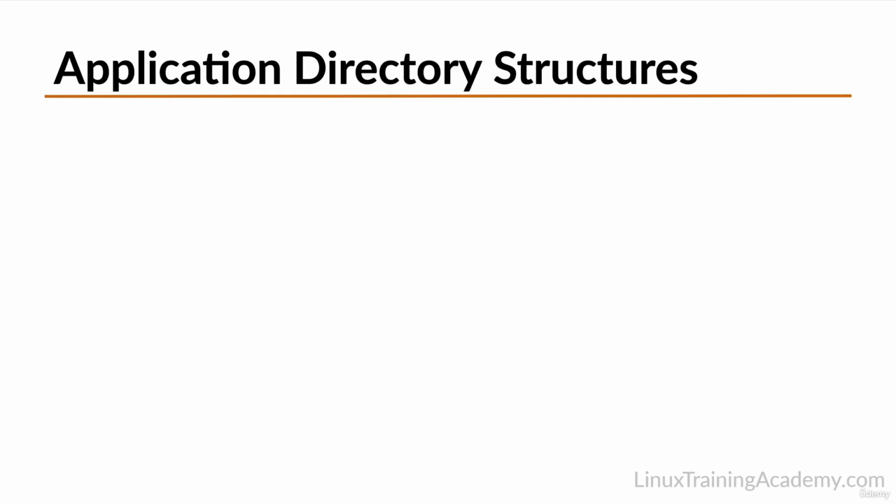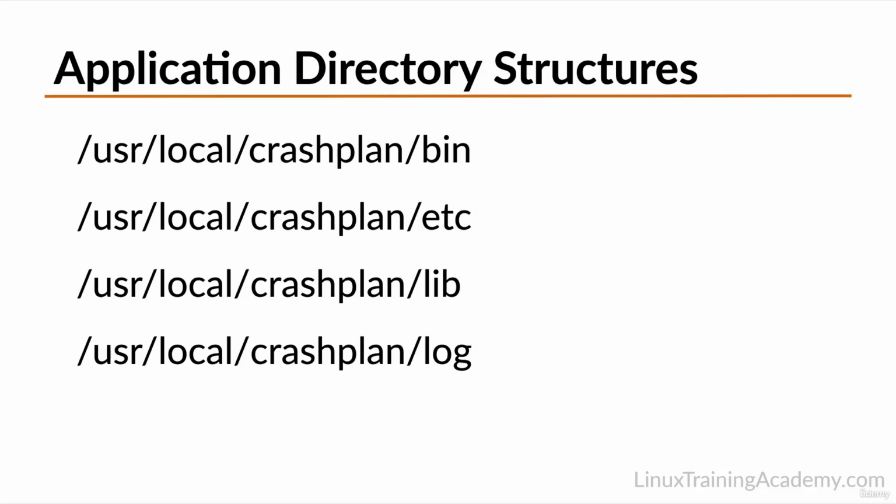Let's switch gears a little bit and start talking about application directory structures. You'll find that some applications that are not bundled with a Linux operating system or distribution are installed in /usr/local, and often they're installed in /usr/local/program-name, and from there they'll have their own subdirectory structure. In this example, CrashPlan is backup software that's not bundled with a Linux distro. If you were to install it from their website, it would install into /usr/local/CrashPlan. If you wanted to find the binary for this program, you would look in /usr/local/CrashPlan/bin.